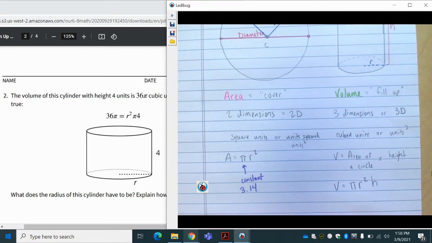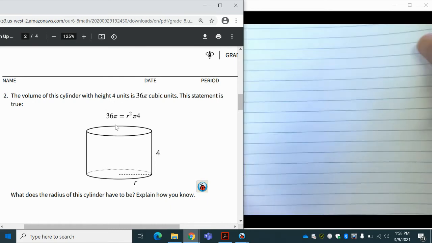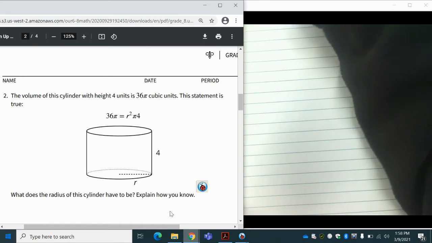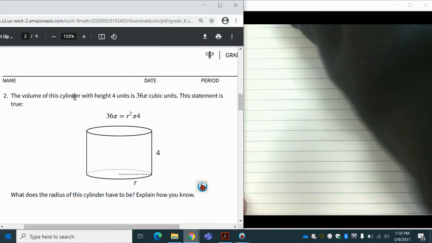So let's look at an example of this, okay? So here I've got a shape, a cylinder, and there's some information that you already have. I tell you that the volume of a cylinder has a height of 4 units, and it's 36 cubed units. So there's the volume. It's 36 cubed units, and it has a height of 4 units. So it's also written as 36 pi is equal to r squared pi times 4. Here's the shape. Then I ask you, what does the radius of the cylinder have to be? Explain how you know. So let's look at this one together, okay?